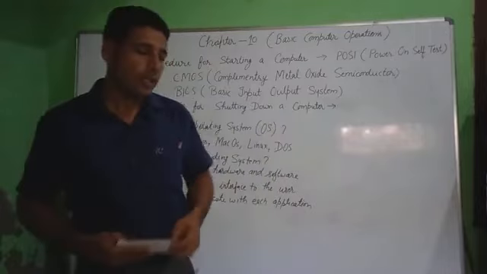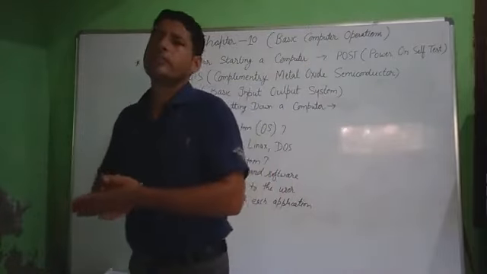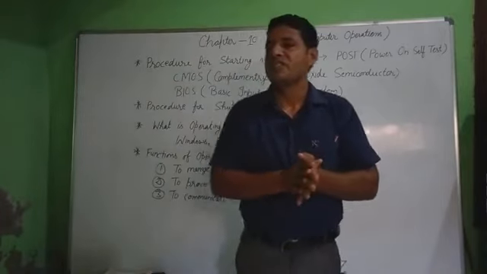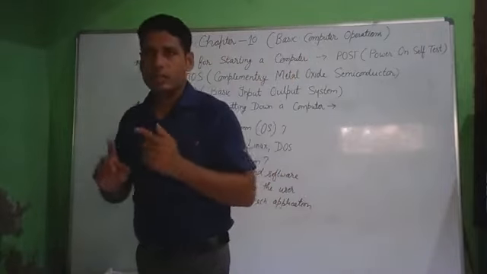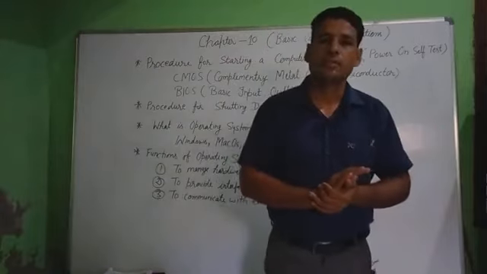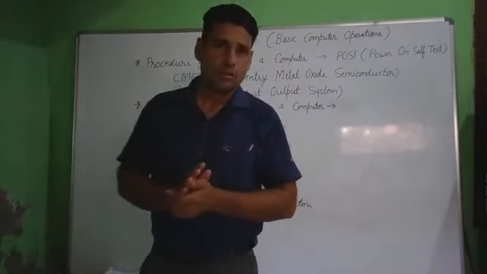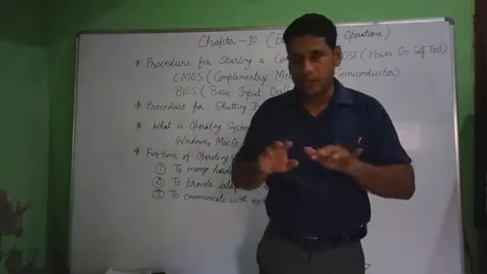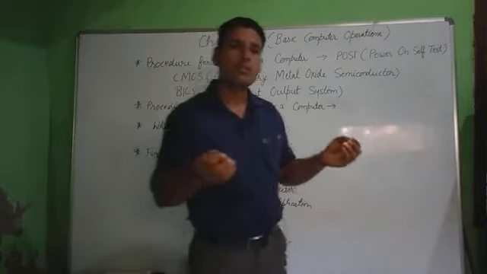Now, next is types of operating systems. There are different types of operating systems. First is CUI, Character User Interface. These types of operating systems were used earlier. Nowadays we are not using these. In CUI we do work with the help of typing text only. There is no use of a mouse in these kinds of operating systems.